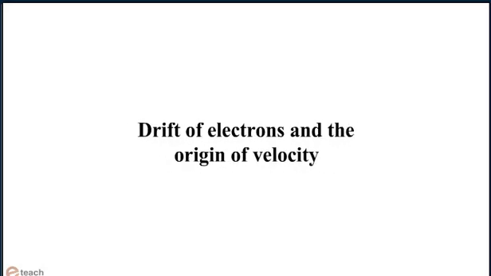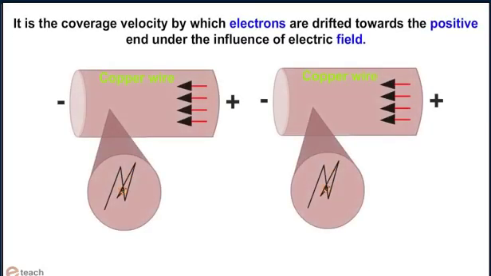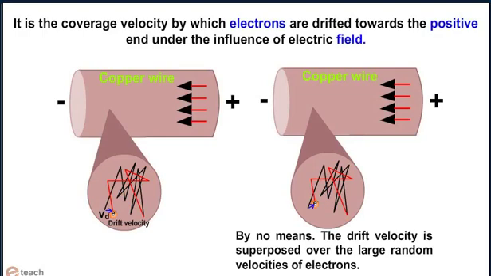Drift of electron and origin of velocity. Drift velocity is the average velocity by which electrons are drifted towards the positive end under the influence of the electric field.